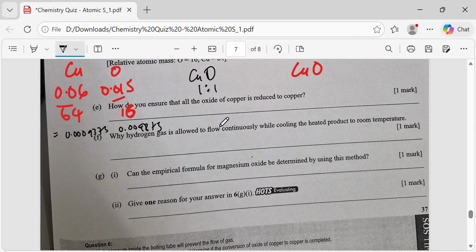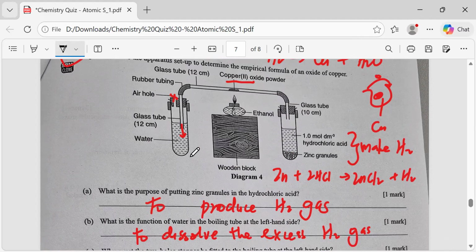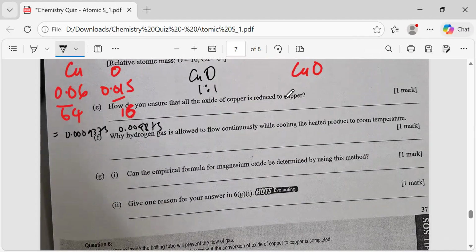Okay. Why is hydrogen allowed to flow continuously? Okay, now what happens is like this. You don't let the hydrogen stop flowing. This one is still hot. If this one is still hot, it will react with the air inside, number one. Number two, if you don't flow it constantly and this thing is still hot, the water will go back in. Understand? This is called suck back, because when this one suddenly gets cold, the pressure will go down and then the water will suck back and the test tube will crack. Get it? Okay, so there are two reasons.